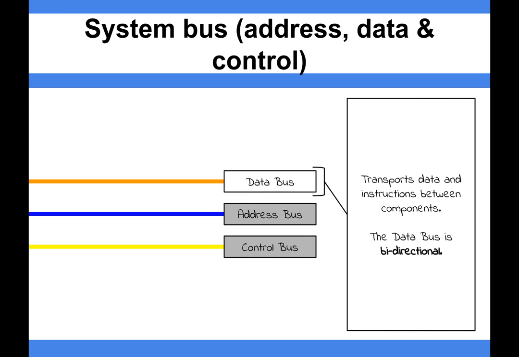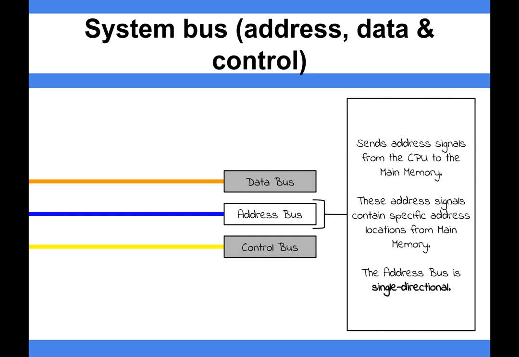Okay, so you've got a data bus. The data bus transports data, funnily enough, and instructions between components on the motherboard. And it's bi-directional, so the data bus can send data both ways, to and from the processor. All these buses, just in case I haven't mentioned it, are basically wires. They're like certain tracks on a circuit that can send electrical current down.